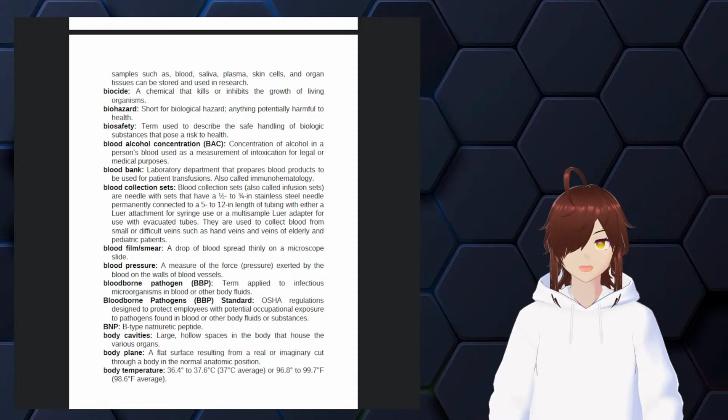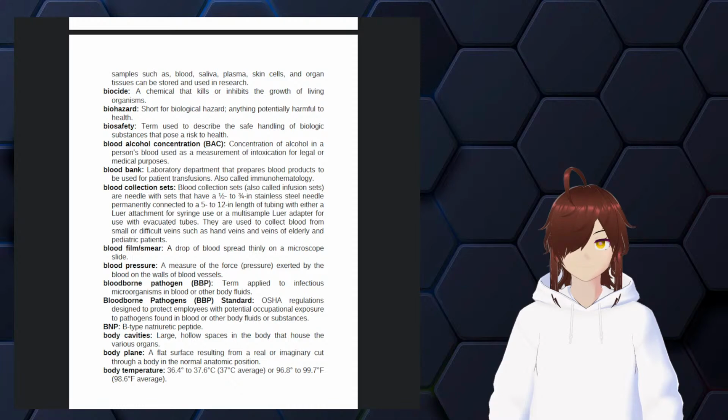There's been a real big struggle because they're short on the 12 inch length of tubing for either a luer attachment for syringe use or a multi-sample luer adapter for use with evacuated tubes. They are used to collect blood from small and difficult veins such as hand veins and veins of elderly and pediatric patients. Blood film smear: a drop of blood spread thinly on a microscope slide.